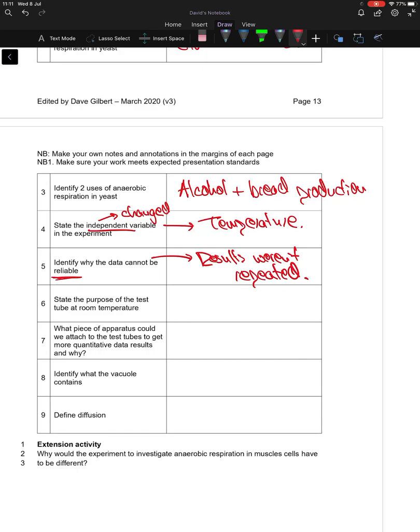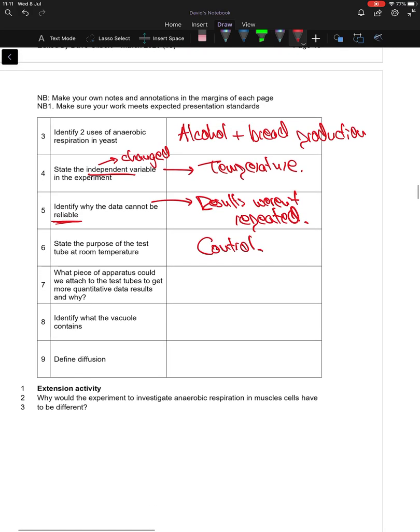State the purpose of the test tube at room temperature. We call that a control. What piece of apparatus could we attach to the test tube to get more quantitative data results, and why? Now, it's about the production of gas. And gas production is more quantitative, and you get exact amounts measured using a syringe to collect the gas in.